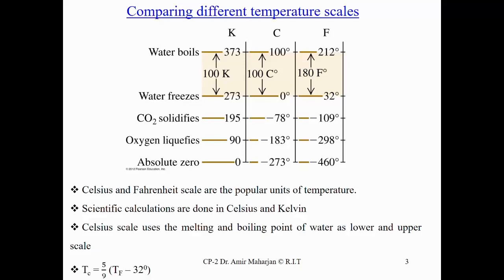There are three very popular temperature measuring scales: Kelvin, Celsius or centigrade, and Fahrenheit. These are the three temperature scales very popular in different contexts. Celsius and Fahrenheit are the most popular scales in everyday life. However, most scientific calculations are done in Kelvin or in Celsius, not in Fahrenheit. Just like the standard unit of length is meters, and the standard unit of speed is meters per second, the standard unit of temperature is Kelvin. The relationship between Celsius and Fahrenheit is given by this equation, and you don't need to memorize that. That will be given.